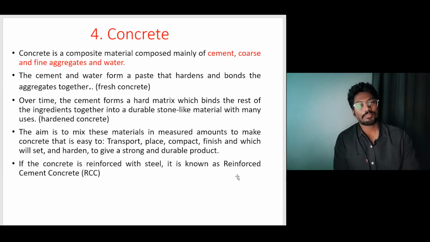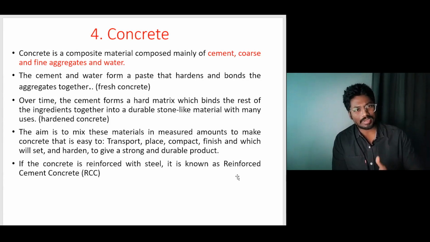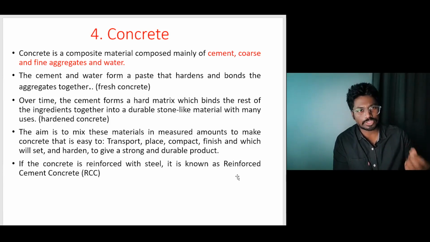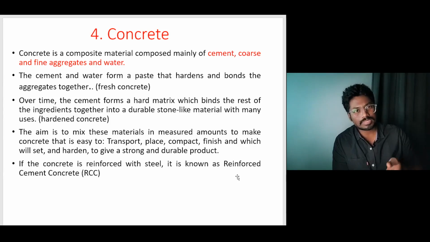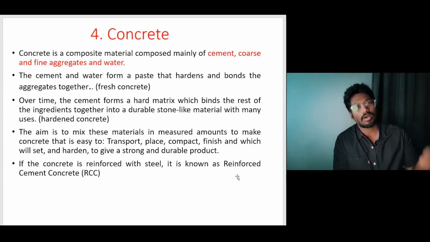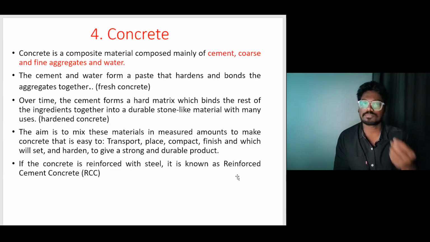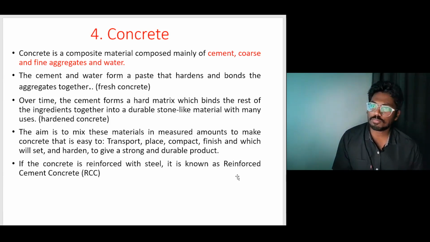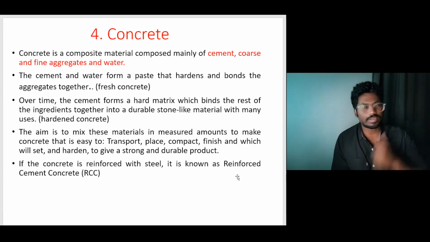Concrete. Now, we have discussed aggregate, we have discussed cement. Concrete is more or less a mixture of aggregate and cement. You have two different types of aggregate: a coarse aggregate, which is stone, and a fine aggregate, which is sand. And when you mix cement with stone and sand, with the presence of some water, it becomes concrete. Concrete is a composite material composed of cement, coarse aggregate, fine aggregate and water.